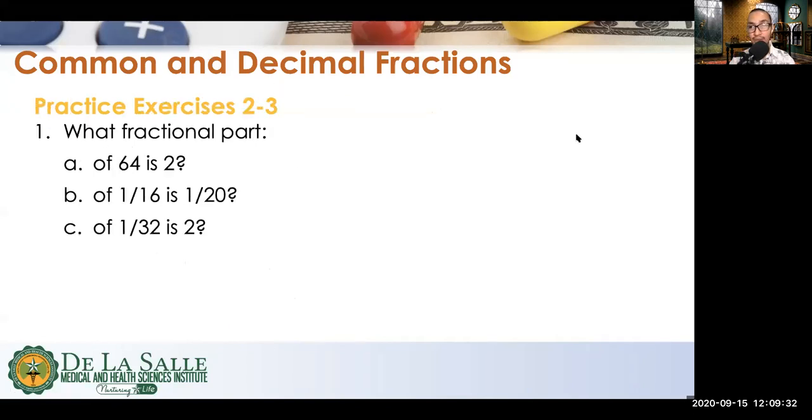So how do we answer these questions? What fractional part of 64 is 2? Ano yung ibig lang niya sabihin? Ibig sabihin lang, what is 2 of 64? Now, we can reduce this to lowest terms. And to reduce this to lowest terms, let me erase it.